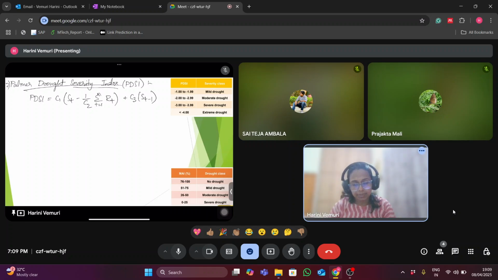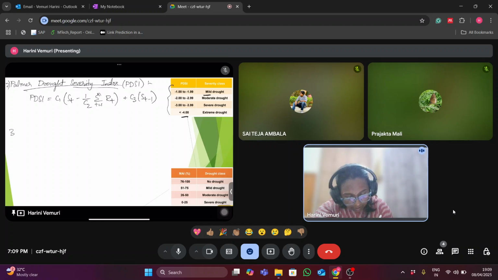The advantage of this method is that it is widely used for agricultural drought conditions and provides a long-term perspective on agricultural drought. The disadvantage is a lag in detection of drought over seasons and several months. Based on the values of PDSI that we calculate, we can classify the severity of the drought. If it is between -1 to -1.99, there is mild drought. If it is beyond -4, extreme drought. If it is greater than -1, there is no drought occurring at the location.